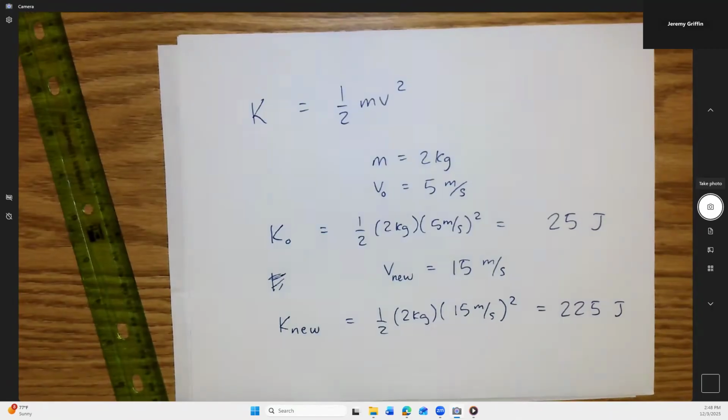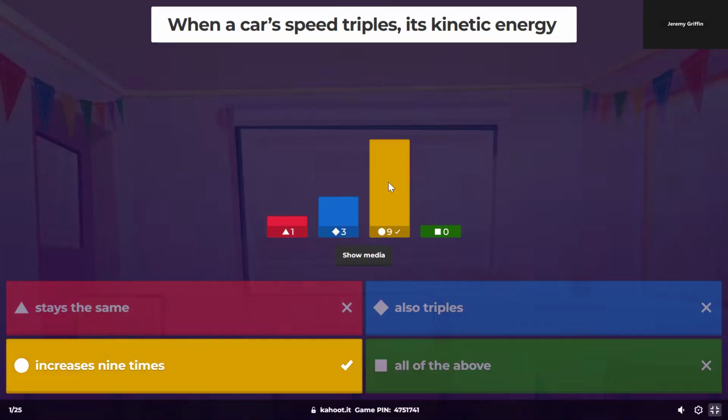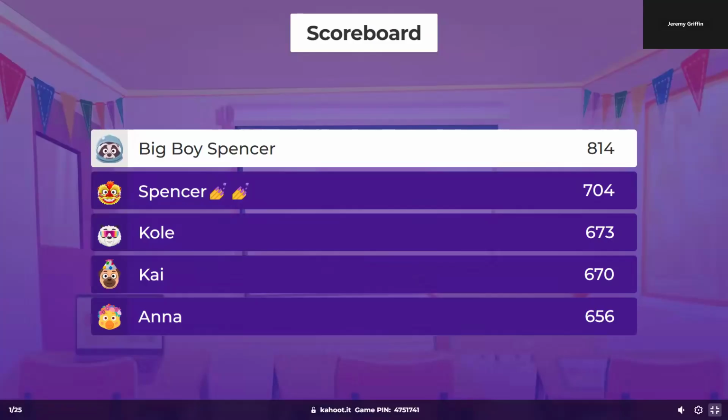You could also say you have to burn 9 times the gasoline to get up to 3 times the speed. I think. Right, too. All right. Points on the board.